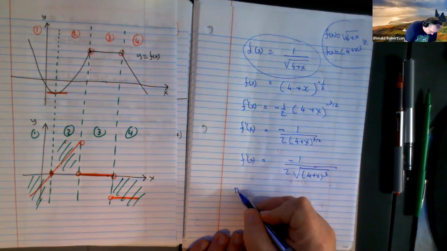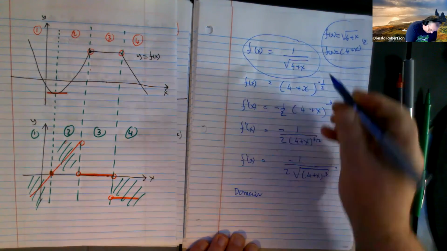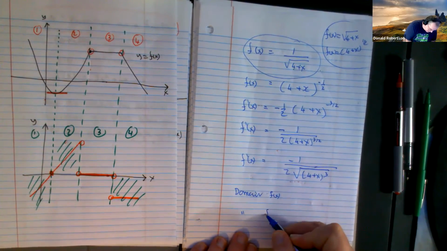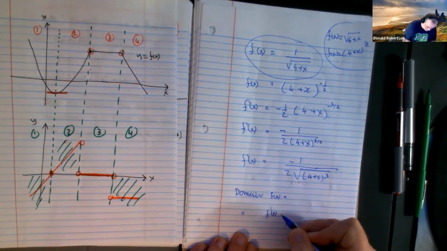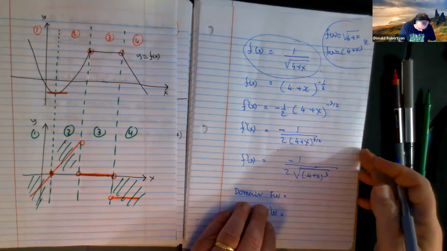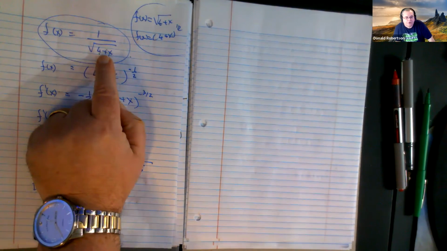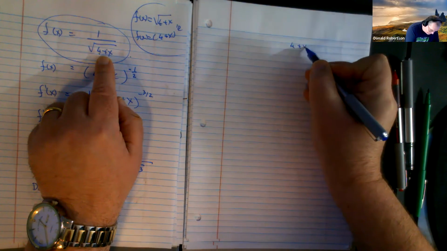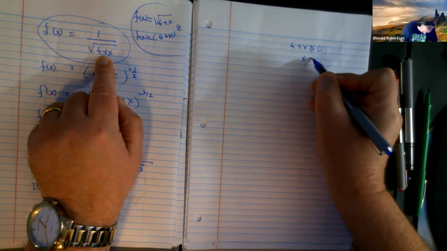Now, there's the domain of the original function, and it's going to be the domain of the derivative function. Now, I'll take this over here for a minute. If you want to find the domain of this function, you're looking for usable values of x. Don't you need the inside of the square root to be positive? You can't get square roots of negative numbers. So you have to solve 4 plus x positive, which means x has to be greater than or equal to -4.